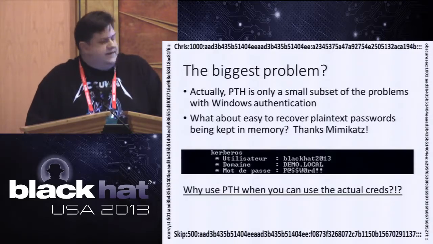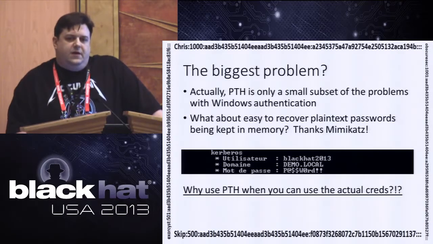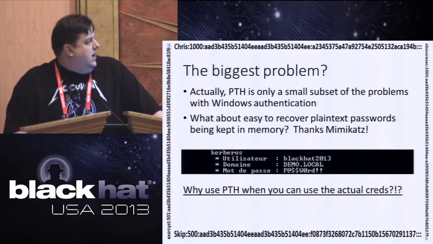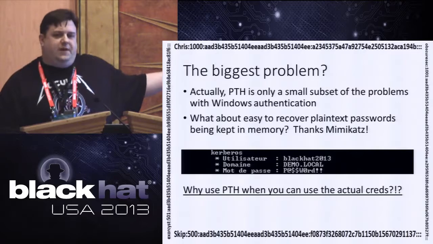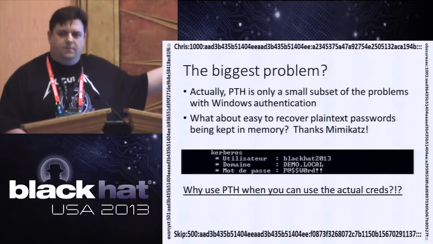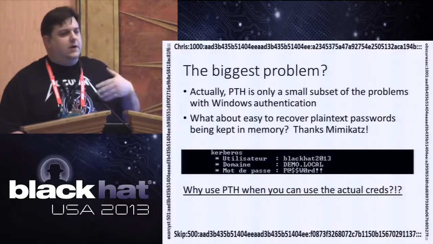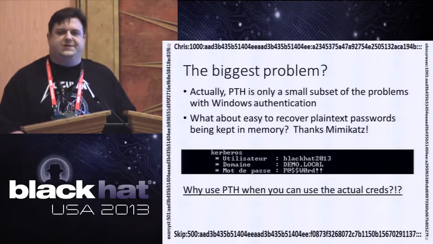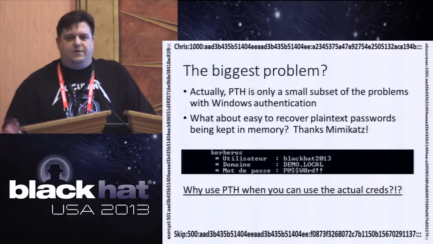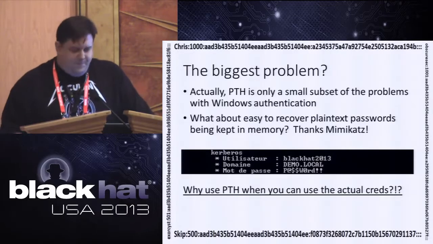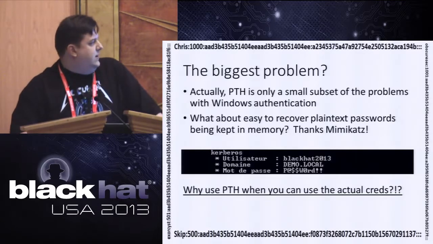Like I mentioned earlier, pass the hash is only a small subset of the problems that are there in Windows authentication. Obviously, if you can just read the actual username and password out of memory, that would be far easier than using pass the hash or anything else. Credentials are a user's main form of persistence on your network, and they're extremely portable. You can go from one machine to another machine if you actually have the username and password. So a lot of people in this day and age have been asking, why pass the hash when you can use the actual creds?